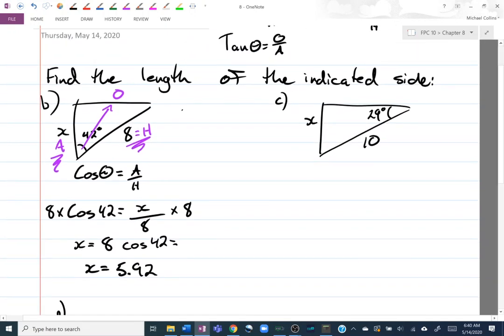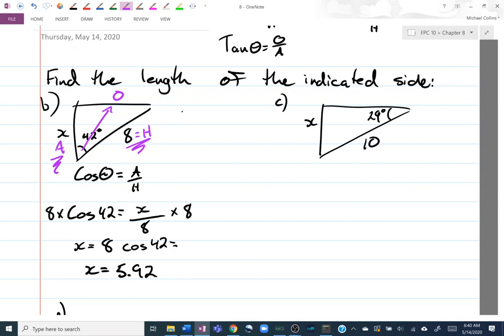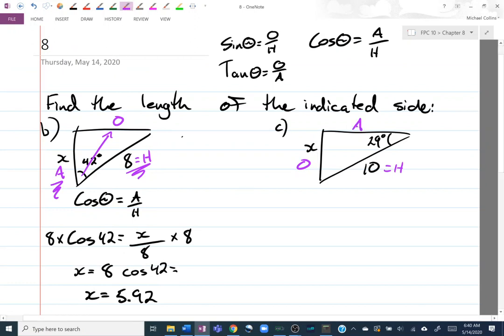Let's try this next one. C. Label the sides of our triangle. 10 is my hypotenuse. X is my opposite. This unknown side is my adjacent. I'm looking for an opposite side. I know my hypotenuse. So which one of my three trigonometric ratios has to do with opposite and hypotenuse?